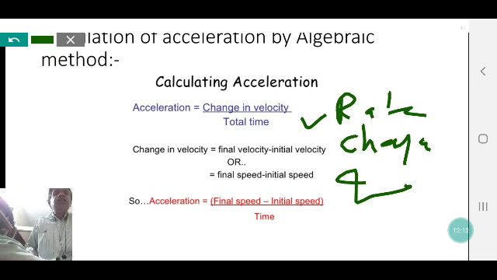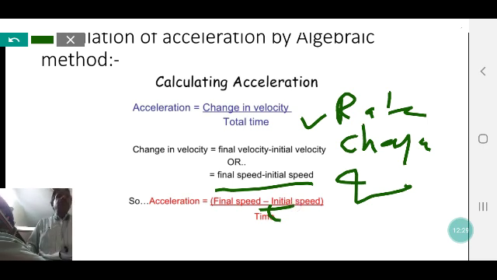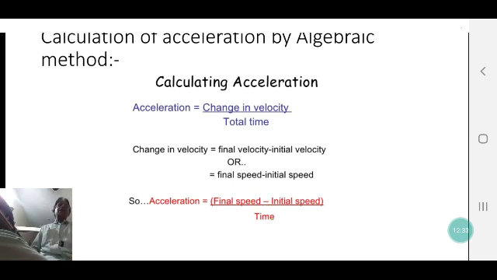And the change in velocity is equal to the final velocity minus the initial velocity. If you divide the change by time, we get the value of acceleration. That is what we have studied by the algebraic method. Now, by the graphical method, how can you find the acceleration?